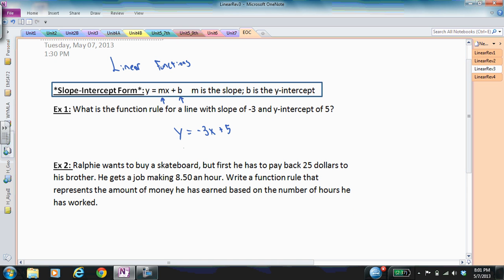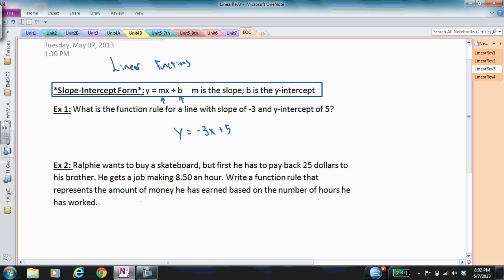Example 2 extends this concept to a word problem. Ralphie, that's my dad's name just in case you're curious, wants to buy a skateboard. But first he has to pay back $25 to his brother. He gets a job making $8.50 an hour. Write a function rule that represents the amount of money he has earned based on the number of hours he has worked.